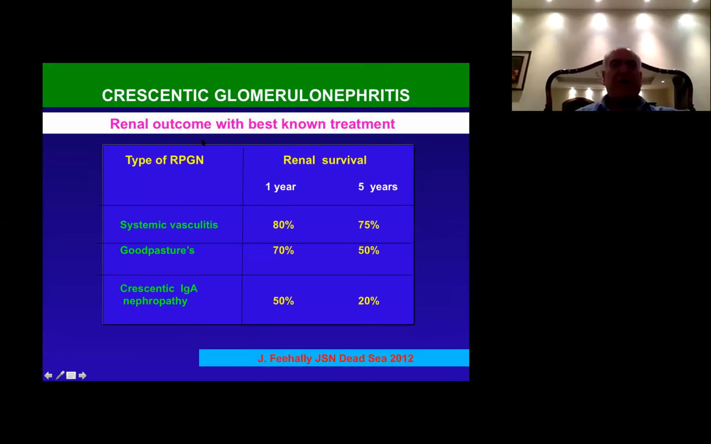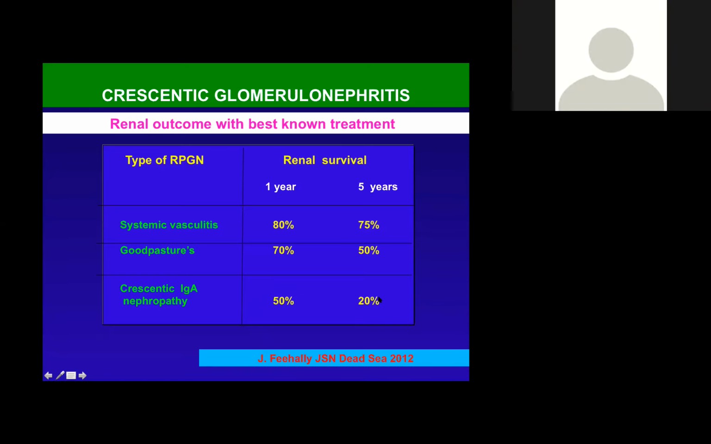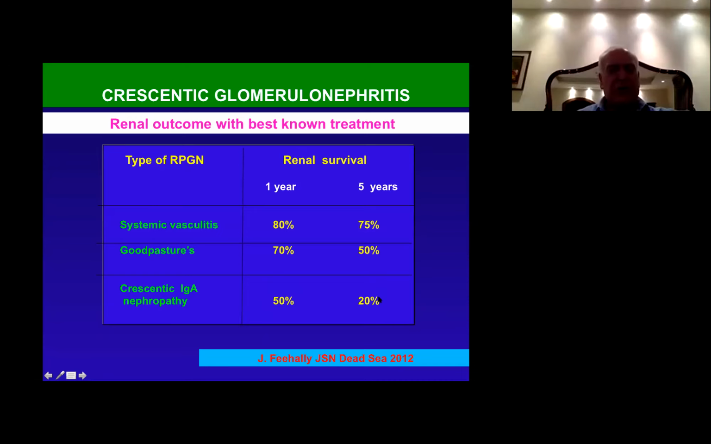Now, the most difficult type of RPGN to treat is IgA nephropathy. Look at renal survival by type of RPGN, from Dr. Feehally when he gave us a talk in 2012 in Amman. Systemic vasculitis, like ANCA-related, has very good results. Goodpasture syndrome: 70% at 1 year and 50% at 5 years. Look at IgA: at 1 year you are talking about 50%, and at 5 years 20%. So really, no matter what you do, the outcome is not the best.